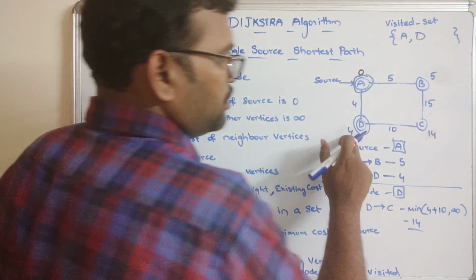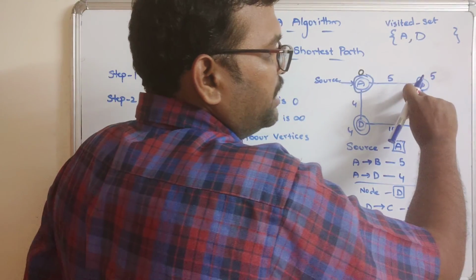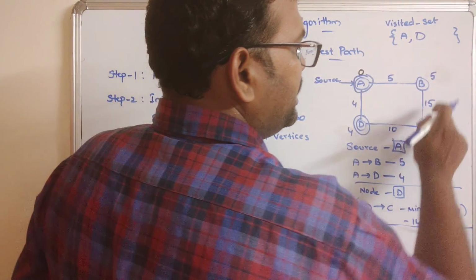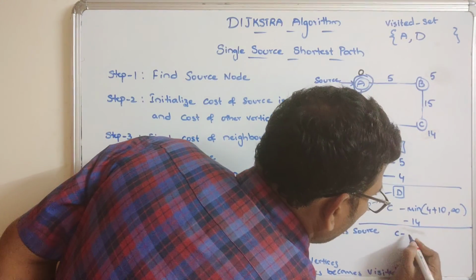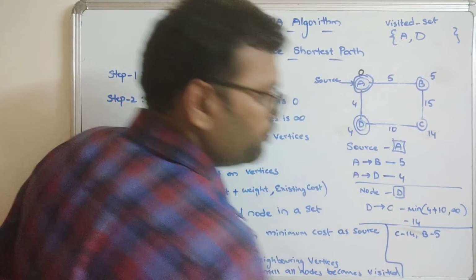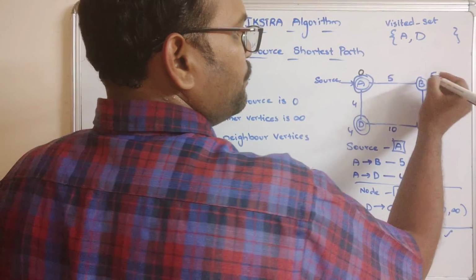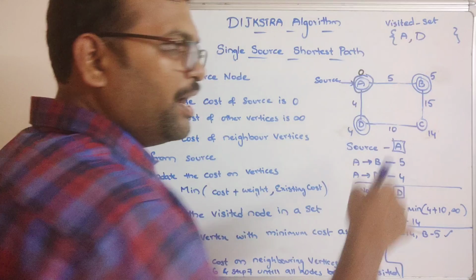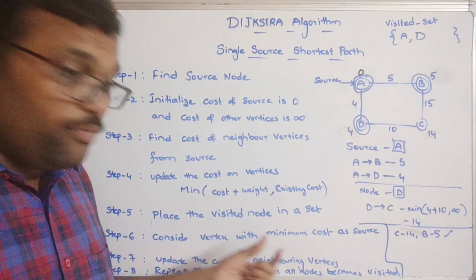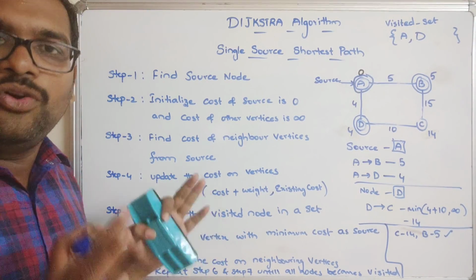Now consider the source. So these are the visited, right? We need not bother about that. So these are unvisited. Now consider the same 14, C14 and B5. Which one is the smaller? So obviously this is the smallest node. Consider this as a visited. And update the cost on neighboring vertices. And one point is important, that is no need to go with the visited nodes.